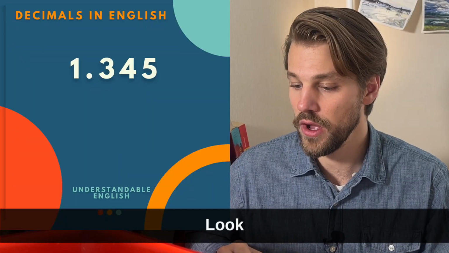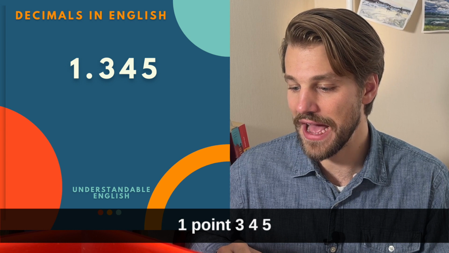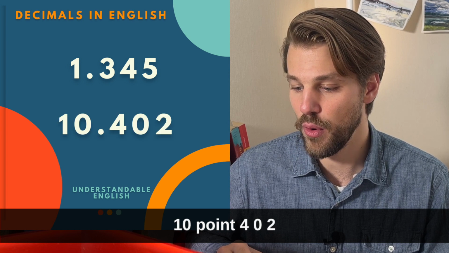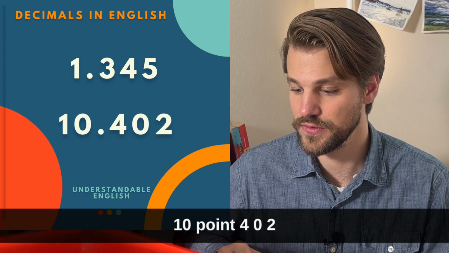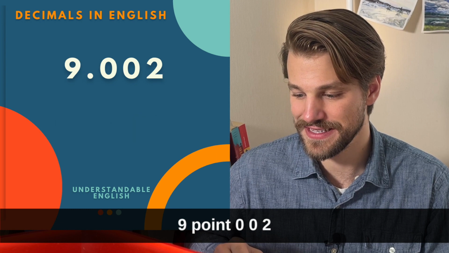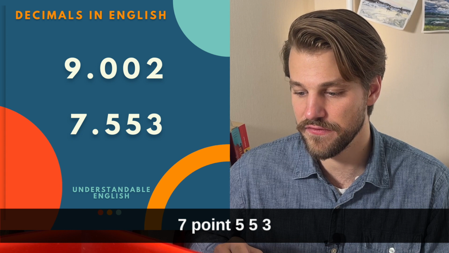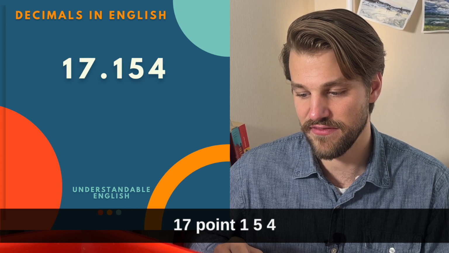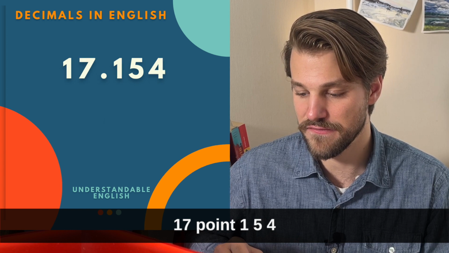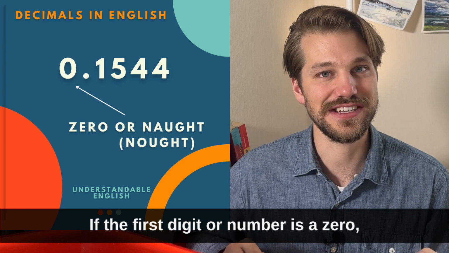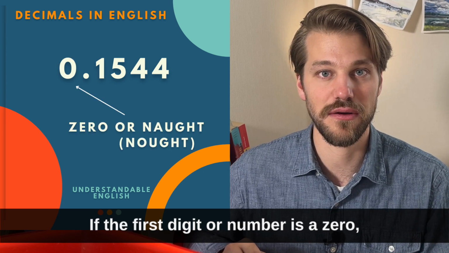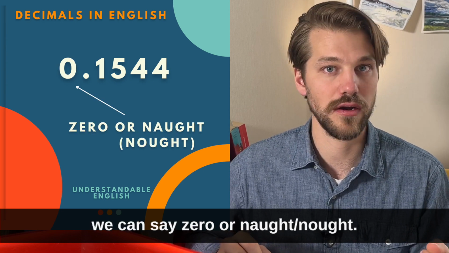Look, 1.345, 10.402, 9.002, 7.553, 17.154. If the first digit or number is a 0, we can say 0 or naught.